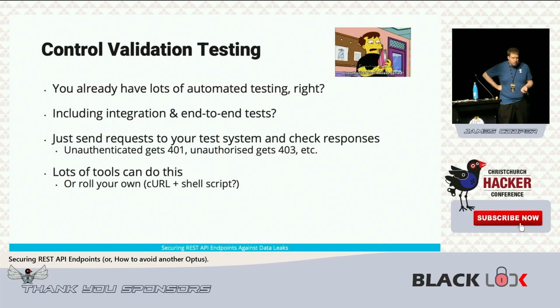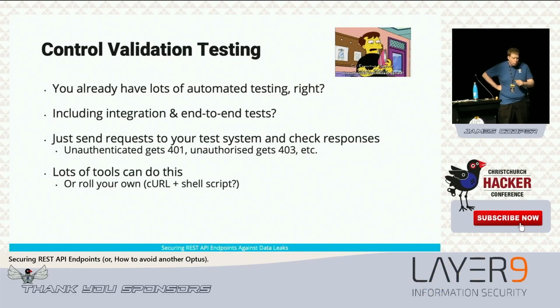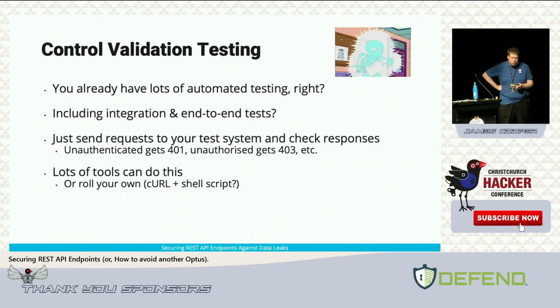So you can basically just make a few more, where all you do is send some requests to your test system and check the responses. We send an access request with no authentication, we should get back a 401. We send it as a basic user, but this is an admin endpoint, we should get back a 403, that sort of thing. Just do that and check that you're getting back the expected response.